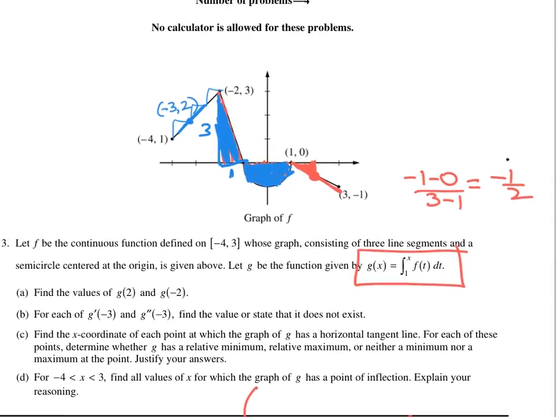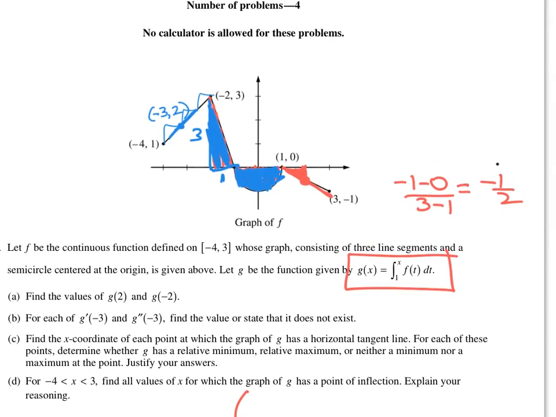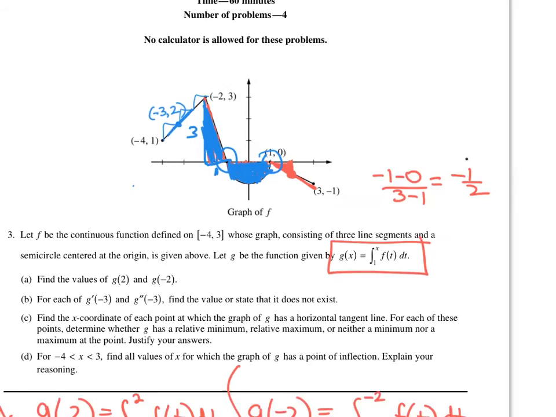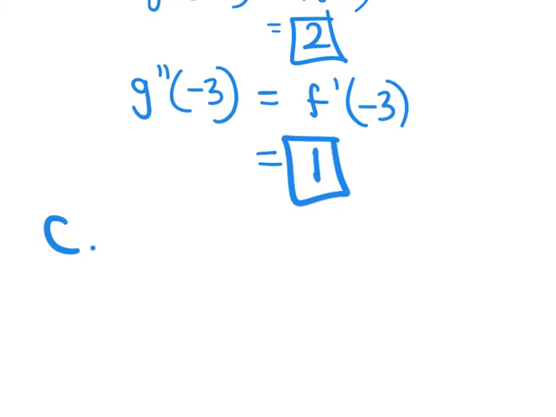So what we want to look out for here is, where does G have a horizontal tangent line? So when is f of x equal to 0? Because remember, f is our derivative of G. So notice f is 0 at -1 and +1. So that's what we're going to start with.